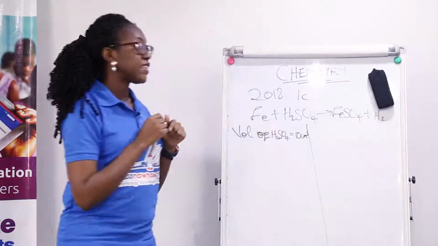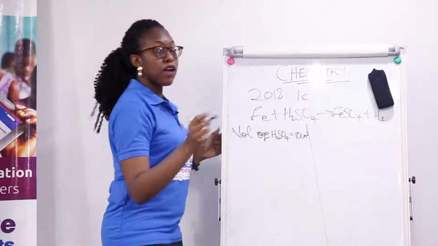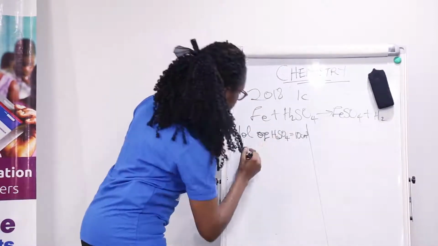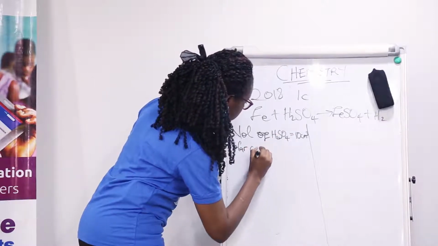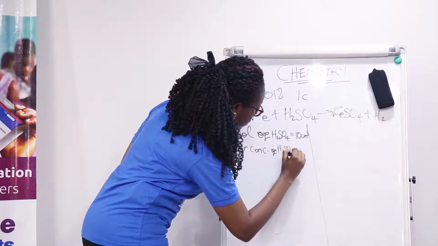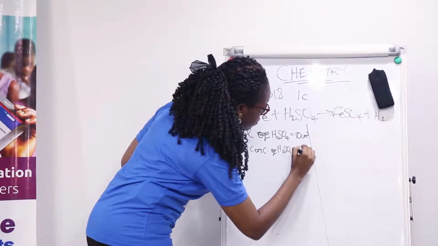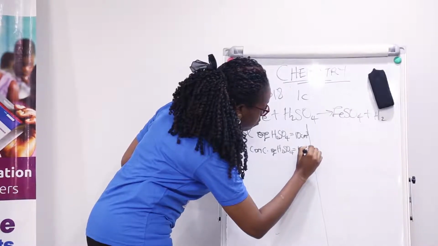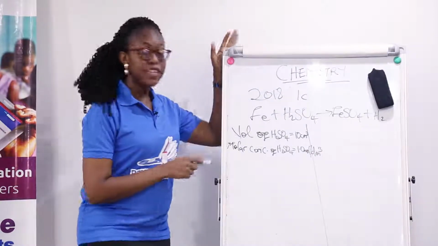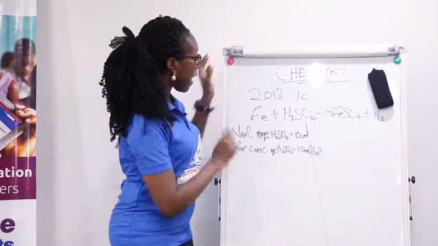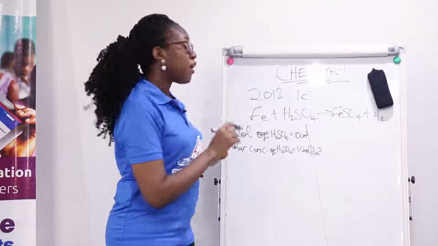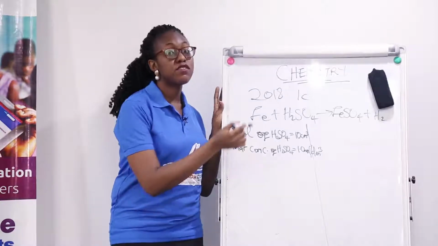The volume is 10 centimeter cube, and the molar concentration of the hydrogen tetraoxosulfate 6 is given. From this, we can easily find our number of moles of hydrogen tetraoxosulfate 6.